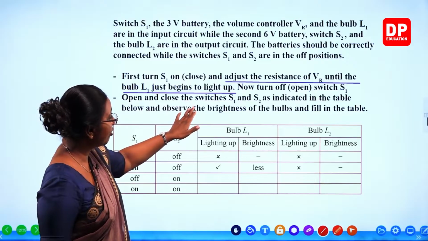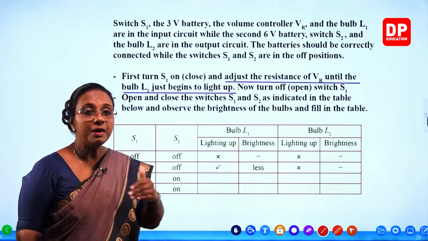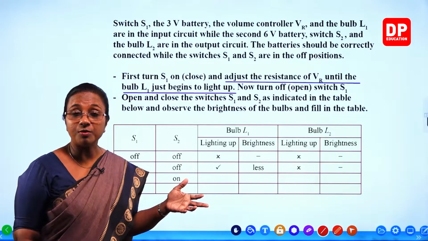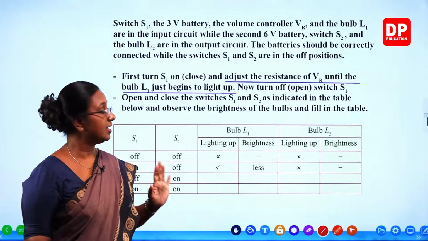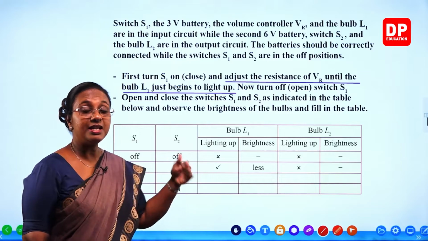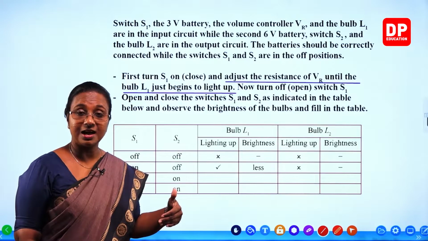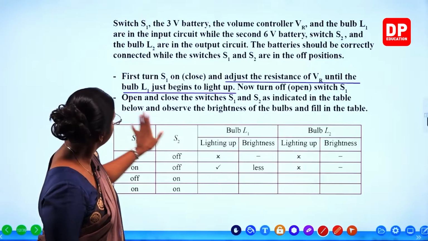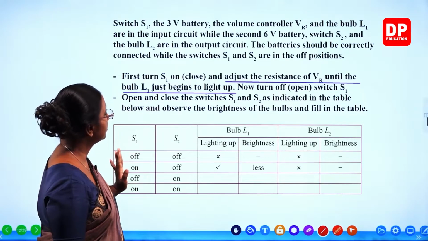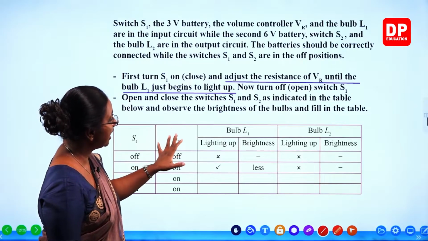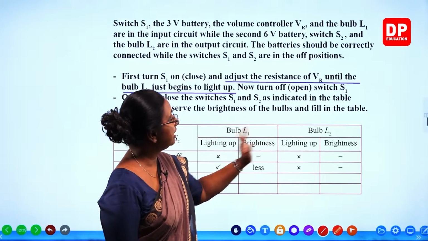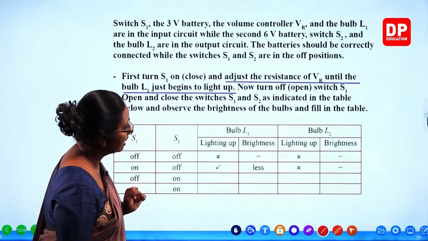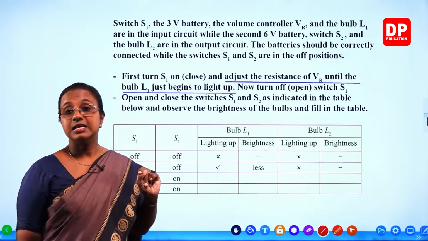Initially we adjust the volume controller so that the bulb just lights up with the minimum brightness so that you can observe the current amplification process. Like I said, if the brightness is less, less current. If the brightness is more, more current. Then open and close the switches S1 and S2 as indicated in the table below and observe the brightness of the bulbs and fill in the table.